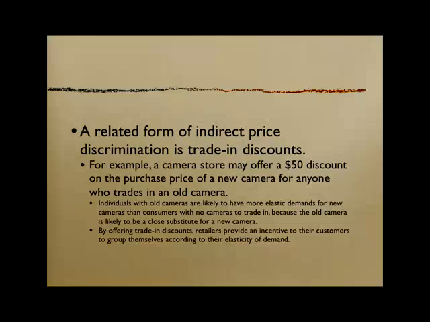A related form of indirect price discrimination are trade-in discounts. So, for example, a camera store may offer a $50 discount on the purchase price of a new camera for anyone who trades in an old camera. Now, this is because people with old cameras are likely to have more elastic demands for new cameras than consumers with no cameras at all to trade in, because the old camera is likely to be a substitute for the new camera. So by offering a trade-in discount, retailers are providing an incentive to their customers to group themselves according to the elasticity of demand.